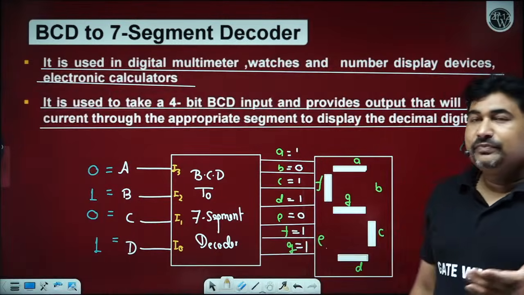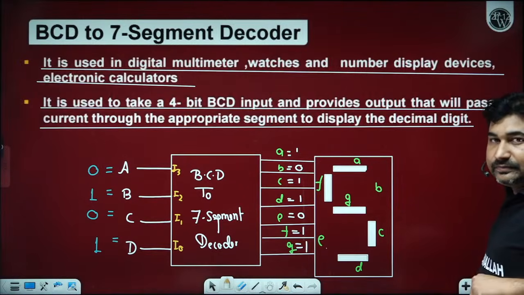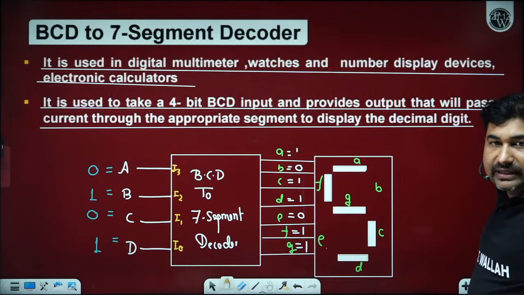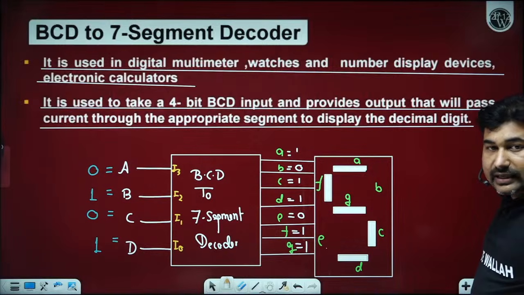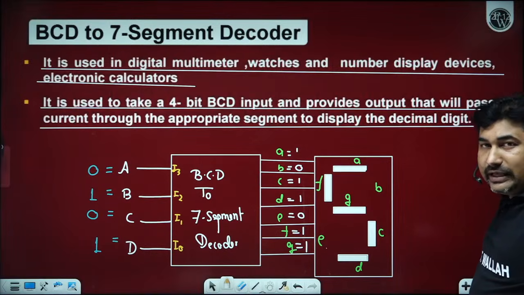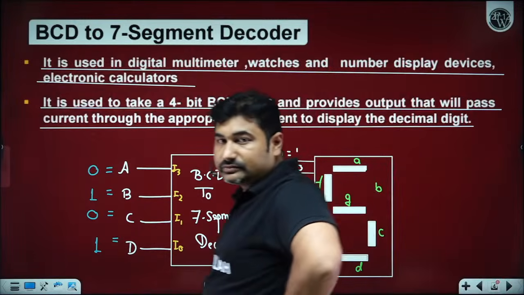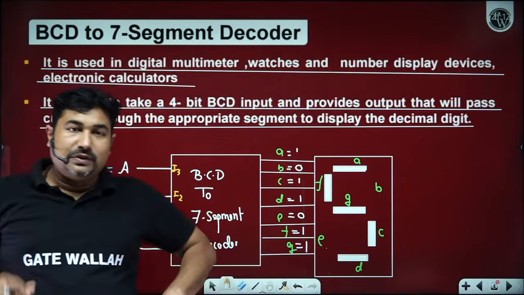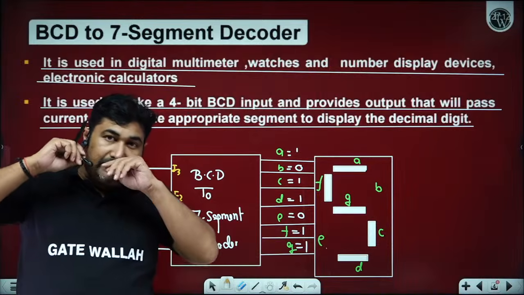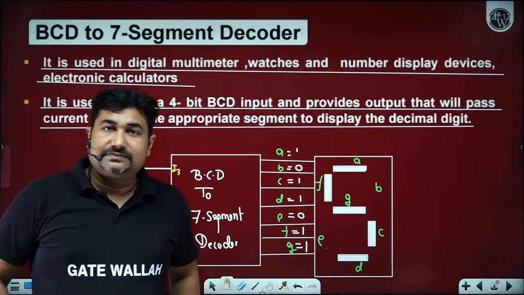In the same way, you know how to display 3. How many of you are able to understand, beta ji? Can you please tell me how many of you are able to understand? Great. How many of you are able to understand up to this part? Please let me know by writing in the comment section.